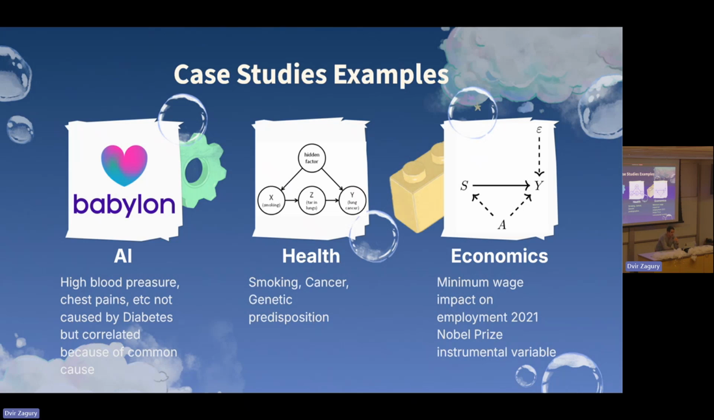In 2021, the Nobel Prize was won with a causal inference usage on the minimum wage impact on employment. What they used is called the instrumental variable technique, and I won't get too much in depth into what they did, but this is just to say there's a lot of different use cases for this.